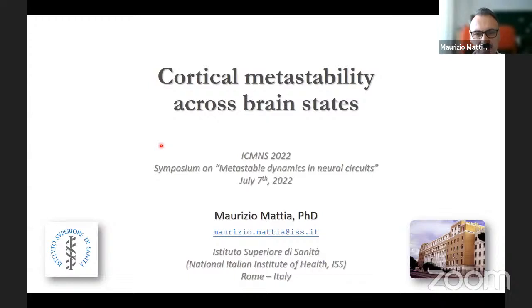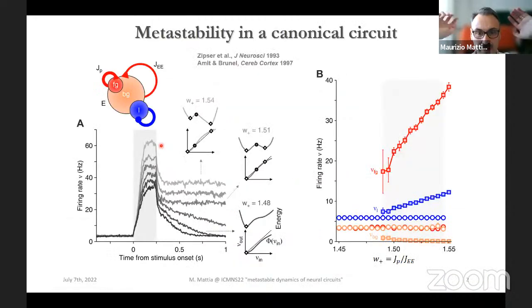And as you told, my focus will be mainly on up and down slow oscillations, and how these up and down slow oscillations can display some metastability, contributing to the richness of the cortical dynamics when you move from the unconscious state to the conscious one. So when you move from anesthesia or sleep and wake up from this state, being once again conscious.